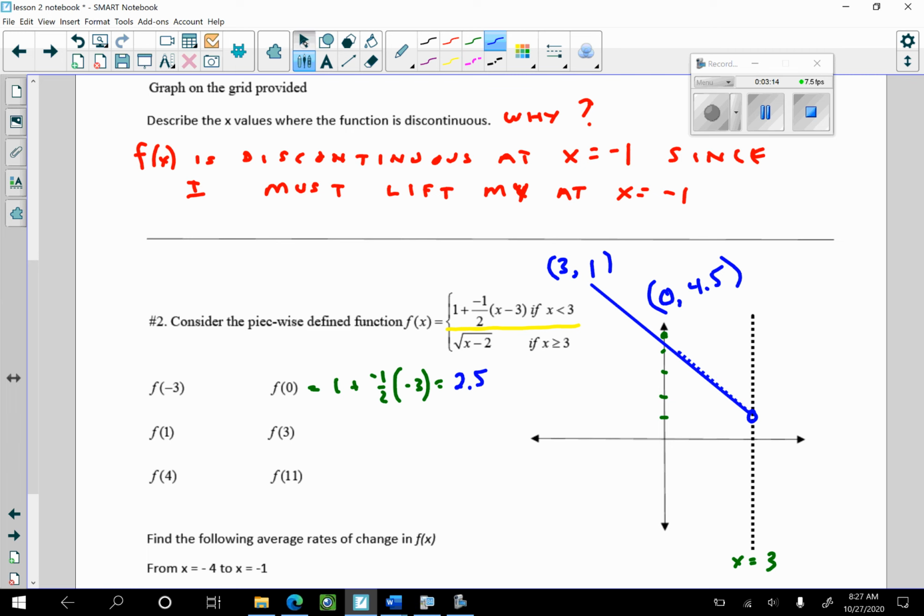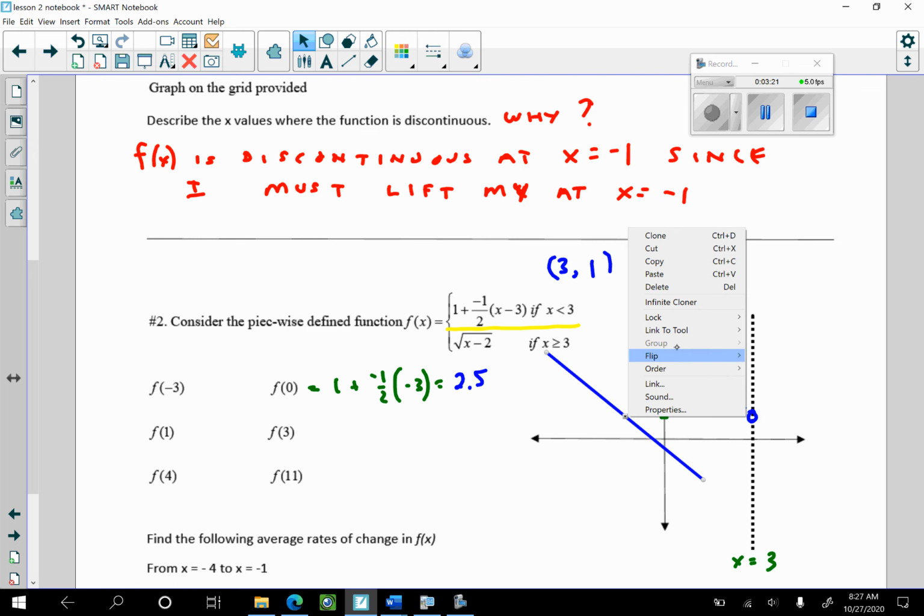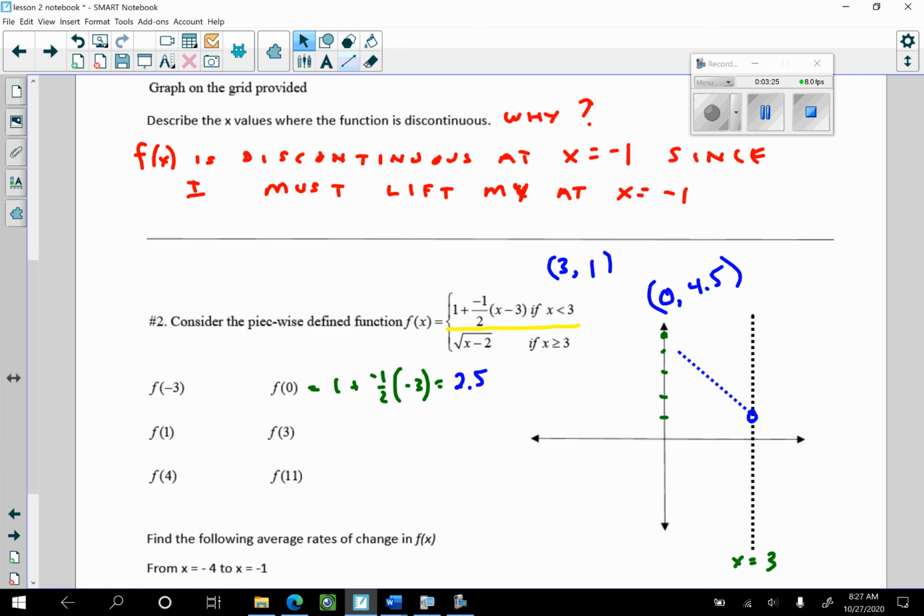So that's going to change the line. I wonder if I can still grab it and move it. Yeah, I can't. It's going to stay parallel. Thank you very much, sir. So this point isn't (0, 4.5). This point is (0, 2.5), not (0, 4.5). Thank you, Braxton. I appreciate that.